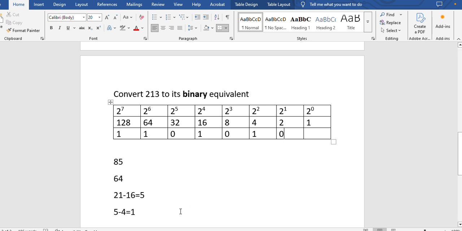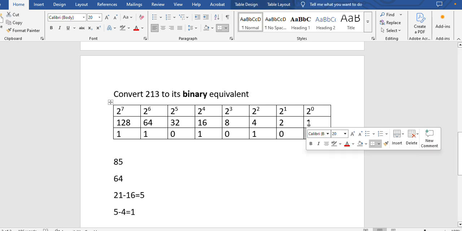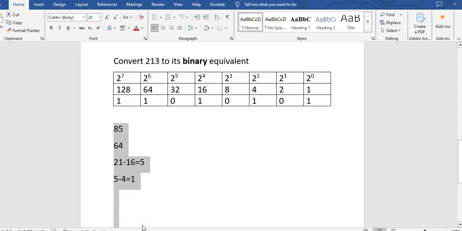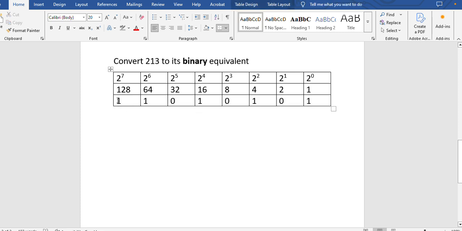Then once you get 1, you take this 1 and ask, is 1 greater than 2? No, 1 is not greater than 2, so it is 0. And then you take the same 1, is this 1 greater than 1 that is here? It is not greater than, but it is equal to. If it is equal to that value, you write 1, so it is 1. So basically that's how you do the conversion, and the value that you get here is the correct answer.